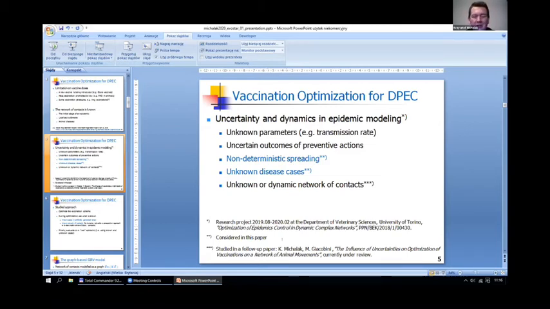And also in this project, another paper was written. We wrote another paper in which we also studied the influence of lack of knowledge of the network of contacts, because we can assume that we know some of them and some of them we do not.